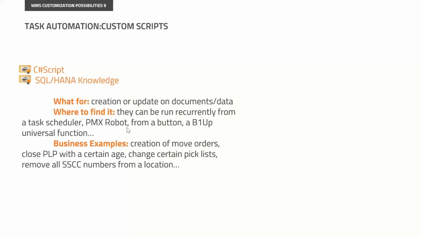We'll see in a minute one example of usage of C# scripts, which is related to the creation of move orders. But for example, we could use a C# script to close picklist proposals with a certain age, just to not keep some stock locked by picklist proposals that are already not valid or not in use. So we could run a script, for example, with the task scheduler every night just to close them.